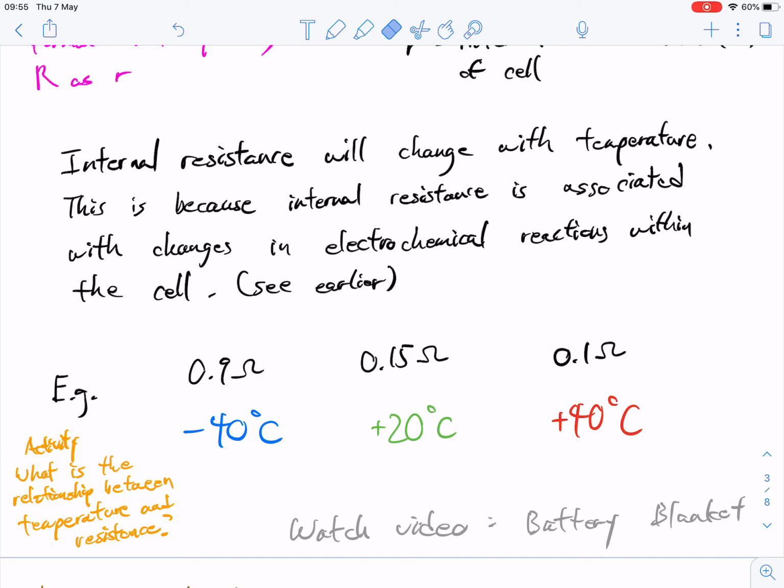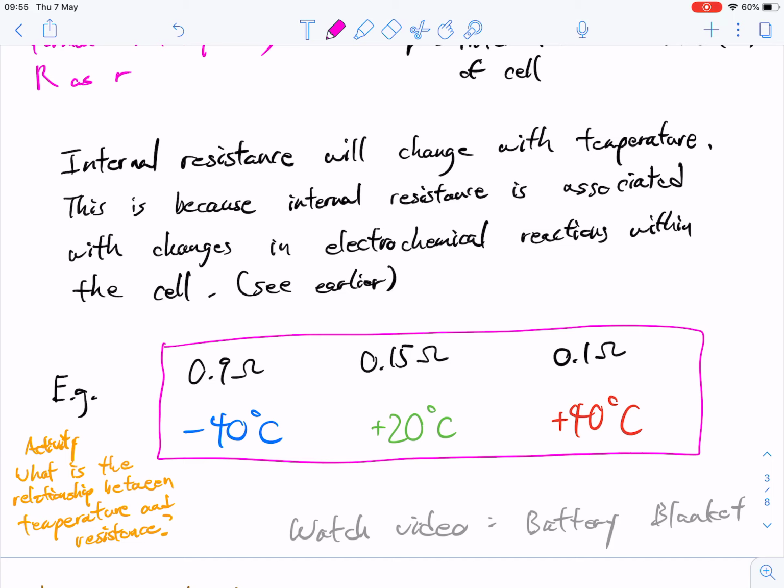Another interesting thing to note is that the internal resistance will change with temperature. This is because internal resistance, as we mentioned earlier in the definition, is associated with electrochemical changes. So what I want you to do right now is, here we have a sample of some different values of resistance. We have resistance here, and we have temperature here. I want you to look at this data and think about what the relationship is between temperature and resistance. So pause the video and think about that.